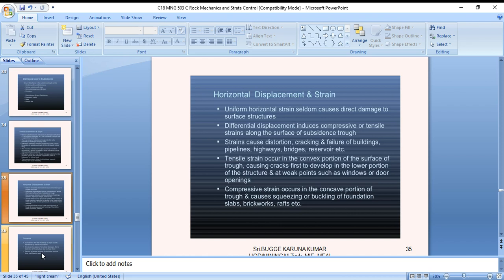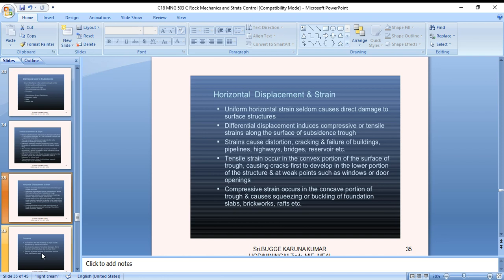Horizontal displacement and strain. Uniform horizontal strain seldom causes direct damage to surface structures. Differential displacement induces compressive or tensile strain along the surface of a subsidence trough. Strain causes distortion, cracking and failure of buildings, pipelines, highways, bridges, reservoirs, etc.